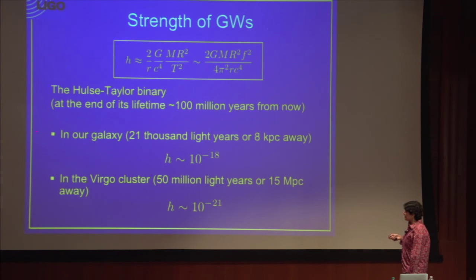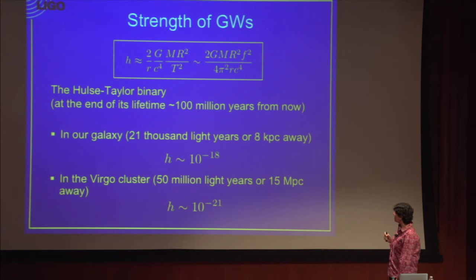What we see is that for that particular system, which is in our own galaxy about 21,000 light years away, we would get a strain of 10 to the minus 18. Now, if you took such a binary system and put it in the Virgo cluster, which is 50 million light years away, or 15 megaparsecs in astronomers' speak, that would become a strain of 10 to the minus 21. So these are small numbers, and you can now appreciate why Einstein was so pessimistic about this.